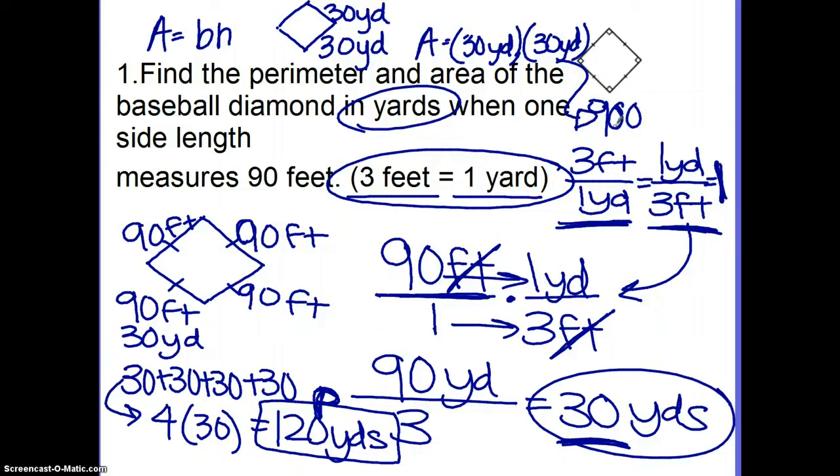And because it's yards and yards, I've got yards times yards, remember like last time. That would be yards squared. So there's the area for the baseball diamond.